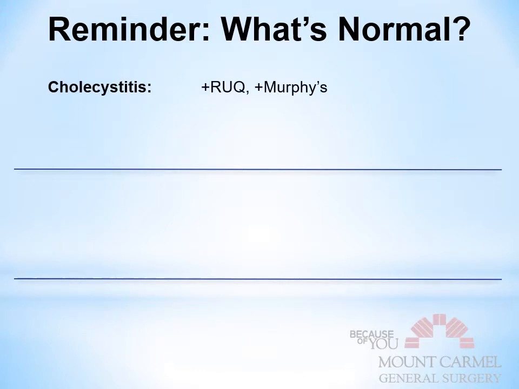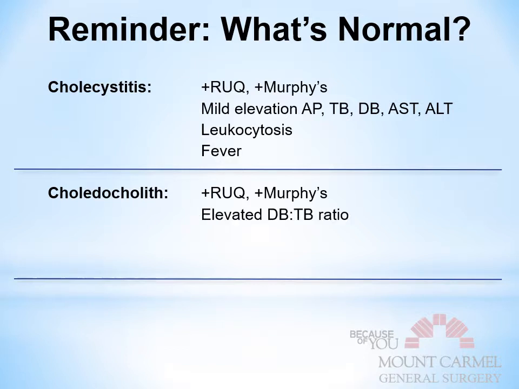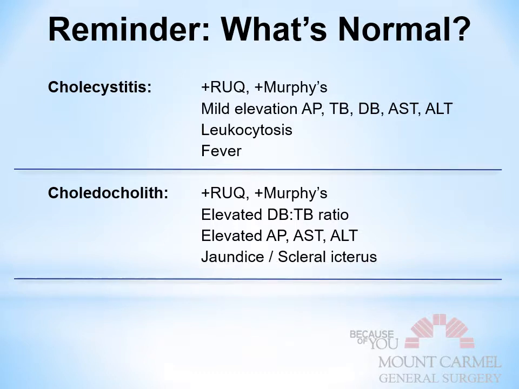It was a reminder to kind of put this all together. What's normal? Cholecystitis, you get right upper quadrant pain, you get a Murphy sign, mild elevation, all that stuff, leukocytosis, and a fever. Choledocholithiasis, you get right upper quadrant pain, you get a Murphy, you get elevated direct bilirubin over total bilirubin. Once you see that ratio going up, and direct bilirubin is composing more and more of a significant portion of the total bilirubin, then that is suggestive of an occlusion, like a choledocholithiasis. You do get elevated liver function tests, and you get jaundice and scleral icterus. So these don't look all that much different from each other.